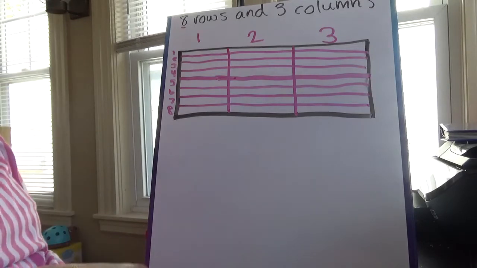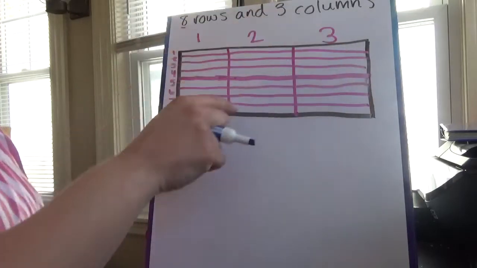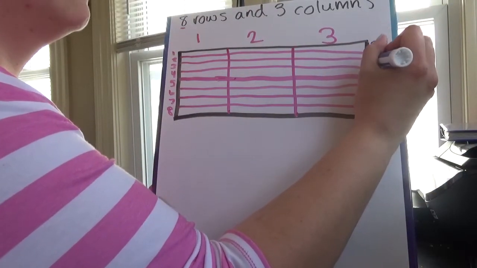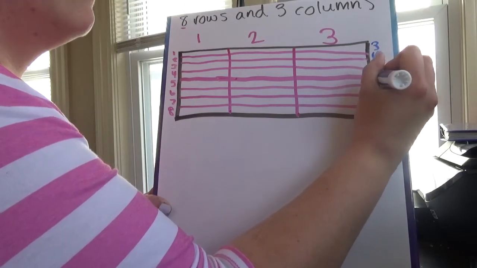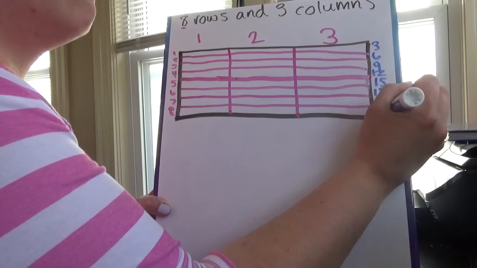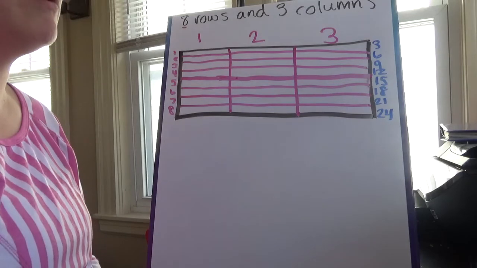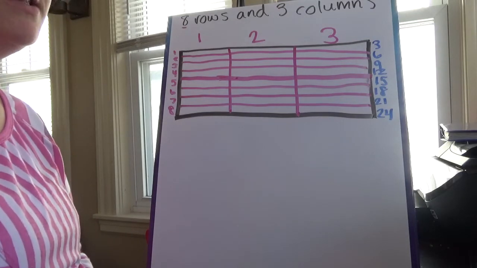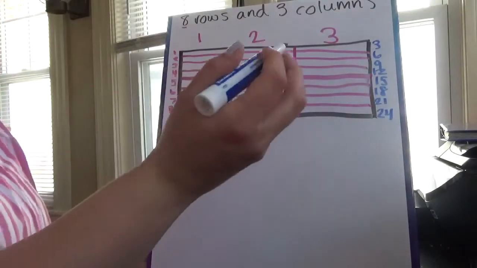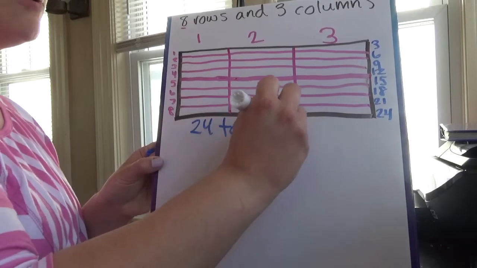One way you could do that is you could skip count by 3s. There's a group of 3 here, and then another one all the way down to the bottom. So let's try that. 3, 6, 9, 12, 15, 18, 21, 24. Fantastic. Some of you also might have practiced skip counting by 8s in your own spare time. That would be 8, 16, 24. So we know that we have 24 total squares.